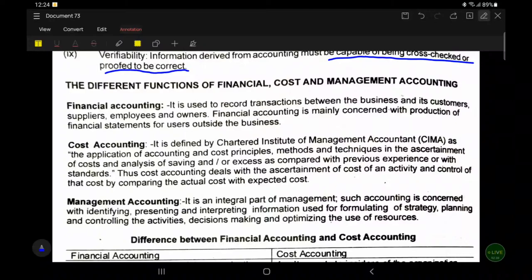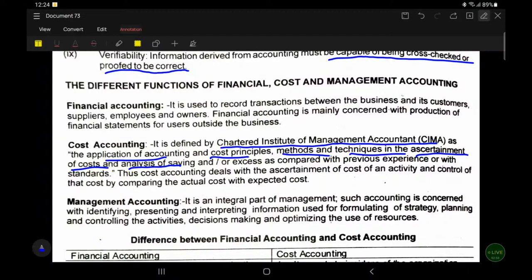And then we have some professional bodies that defined cost accounting as the application of accounting and costing principles, methods and techniques to the attainment of cost analysis of saving or excess. These are just the definitions that they can give from the Chartered Institute of Management. I can call them CIMA.